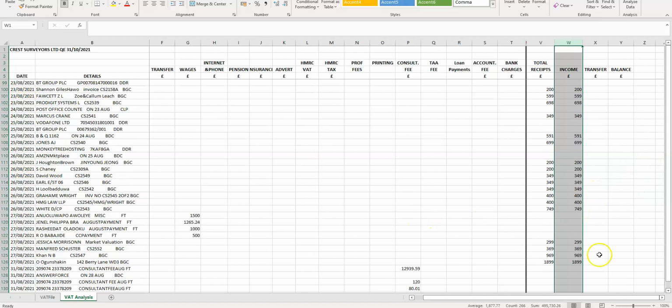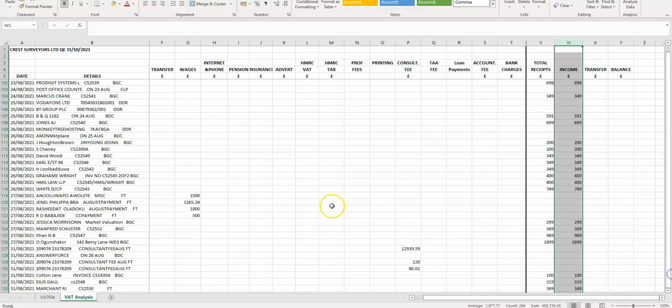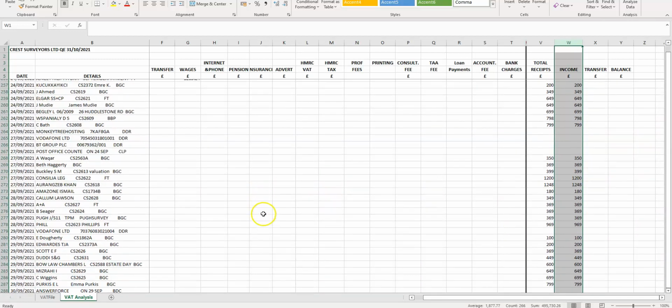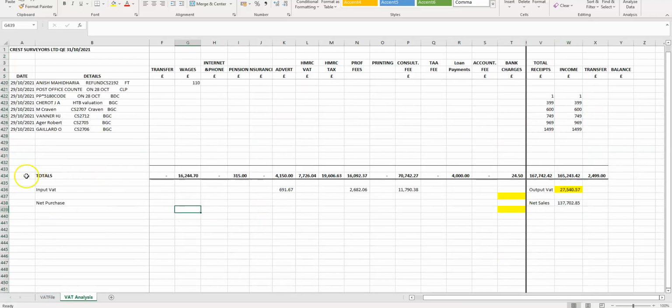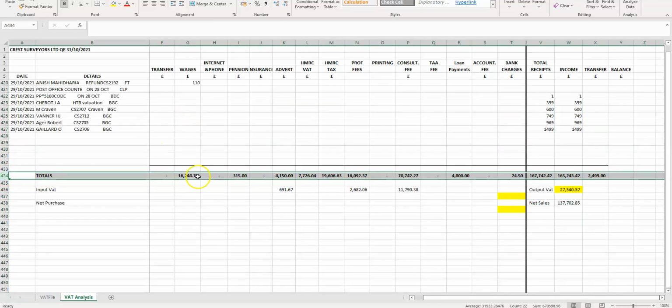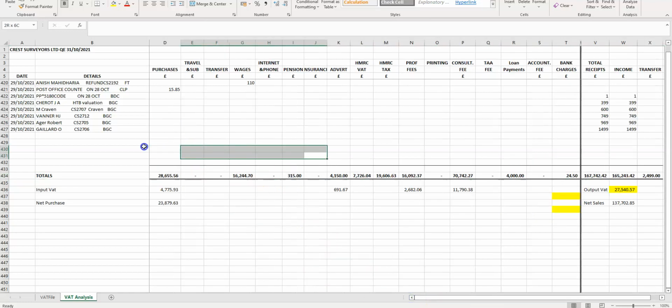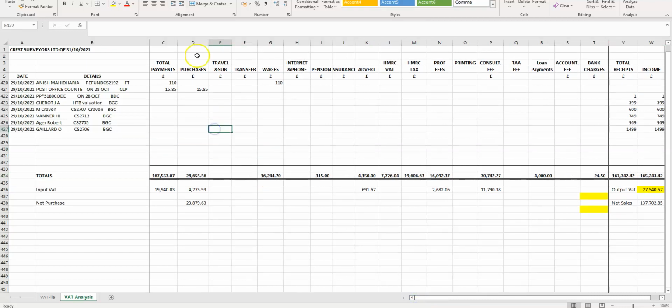And once we have all the figures, all we need to do is find the total: how much is the total sales and how much is the total purchases. So once you come down to the total section, we will see how much is the purchases, how much is the sales, and how much is our other cost. For example, for the purchases we can see my total purchases are 28,655, my total wages are 16,244, the pension is 315, and advertising is 4,150.